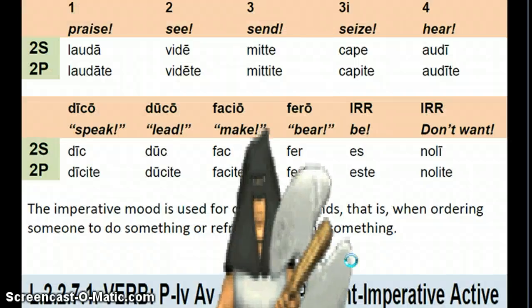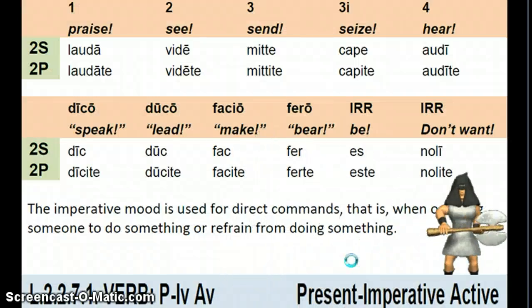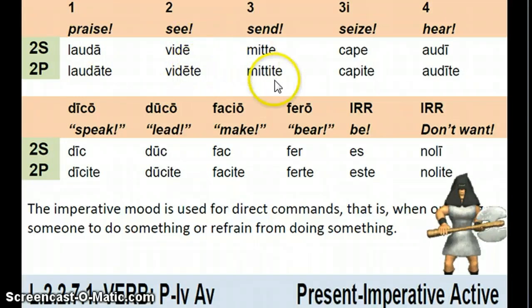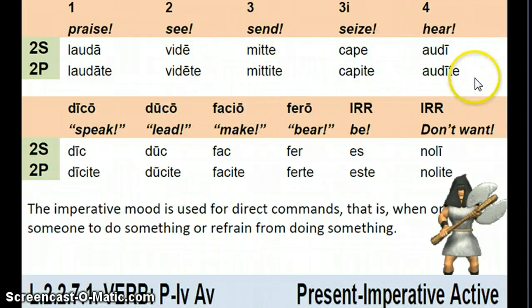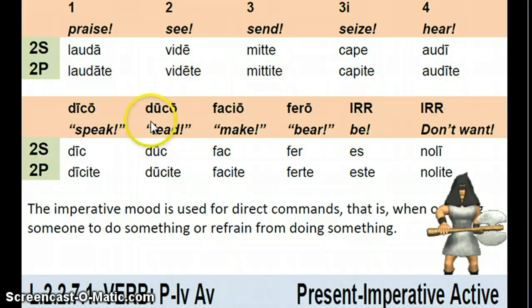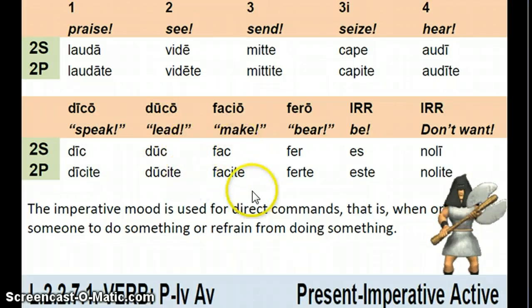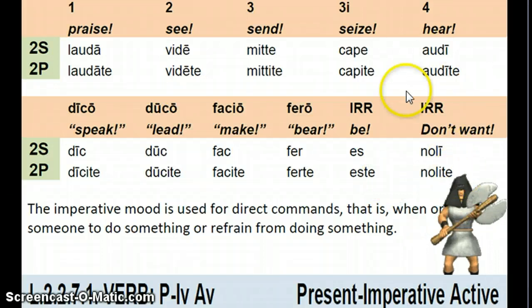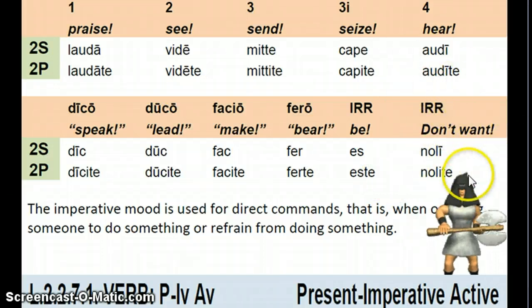And here's the syntax of the present imperative in Latin. Now, we saw this already in Greek, but here we go. As you see, shortened vowels. Lauda, laudate, vide, videte, mitte, mittite, cape, capite, audi, audite. Now, there are irregulars to worry about. Dic, dicite, duc, ducite, fac, facite, fer, ferte, es, este, noli, and nolite. That one we're going to come back to about don't want.